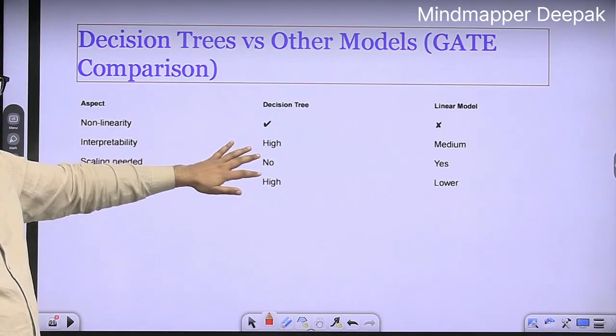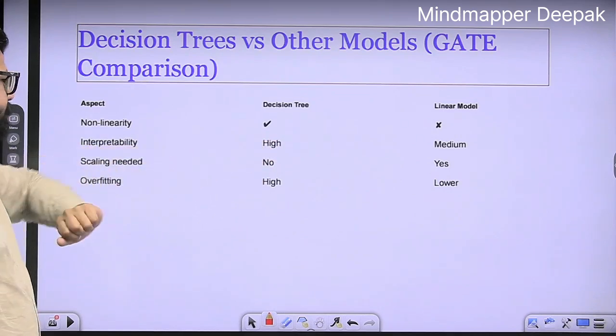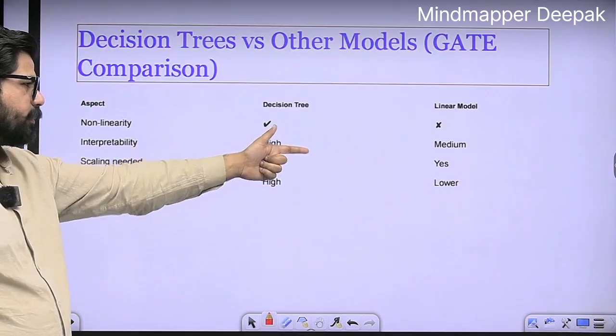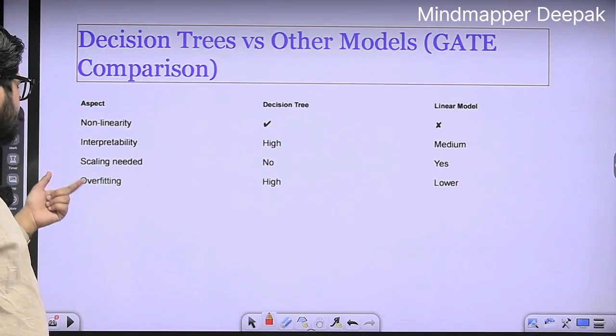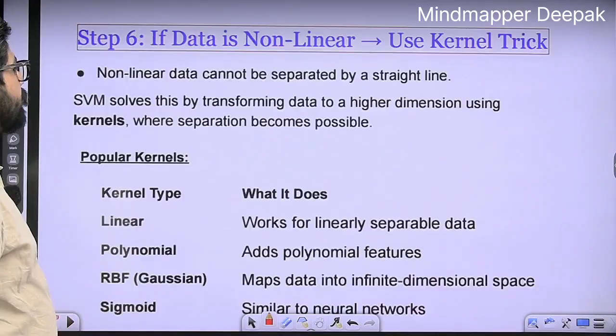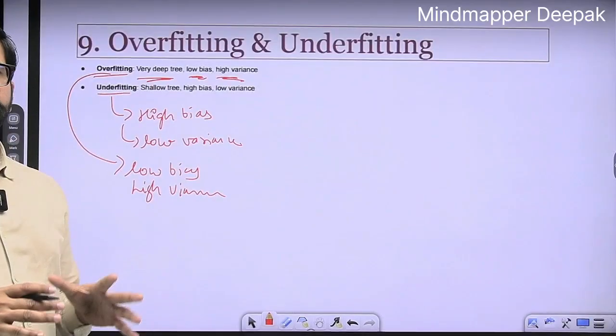Interpretability: decision tree is highly interpretable, whereas linear models are medium. Scaling: no scaling is required for decision trees, while linear models require the scaling part. Overfitting: decision trees have high overfitting, whereas linear models have low overfitting. So this is your complete overfitting and underfitting part.